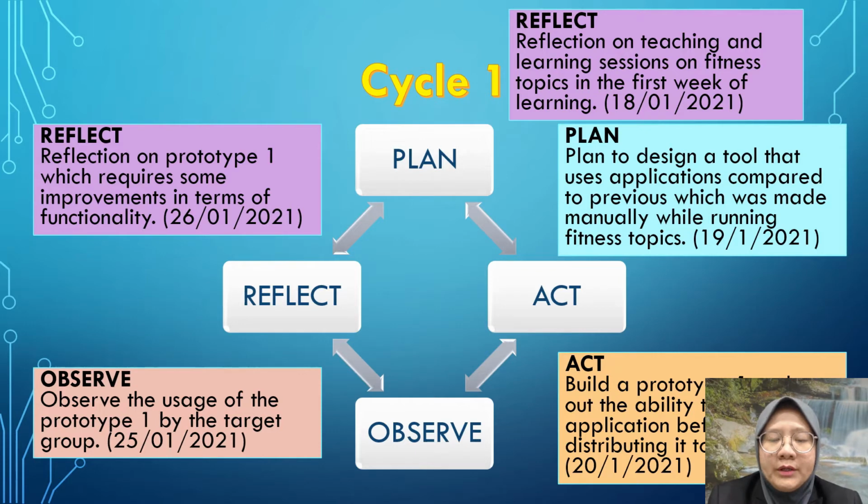For cycle 1, we start with the reflections on the teaching and learning sessions on the fitness topics in the very first week of the learning. And then we move on to the first cycle, which is called plan. We plan to design a tool that uses applications compared to previous, which was made manually while running the fitness topic. And then we move on to the act cycle, where we build up the prototype 1 and we test out the ability of the application to be used by the students.